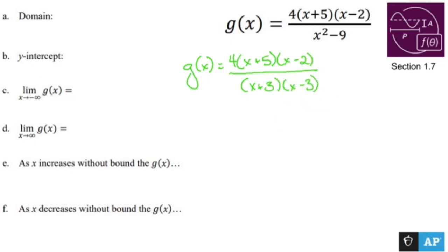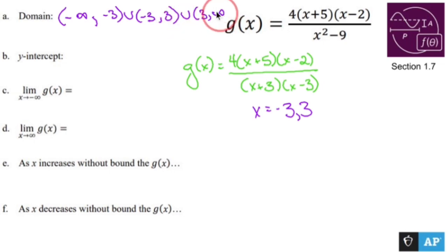Now, the two numbers that make the denominator equal to 0 would be -3 and 3, which means I'm allowed to plug in any number I want except for -3 and +3. So that gives me a domain of everything, negative infinity, up to -3. I'm not allowed to plug in -3, so I'm going to union it and make it -3 again, because you're not allowed to include -3. -3 to 3, union 3 to infinity.